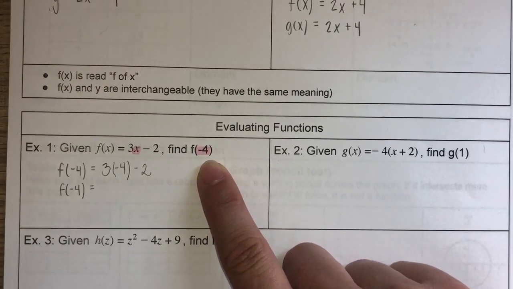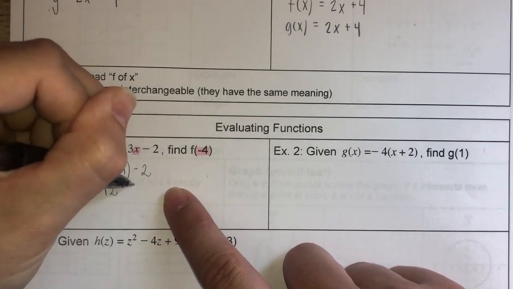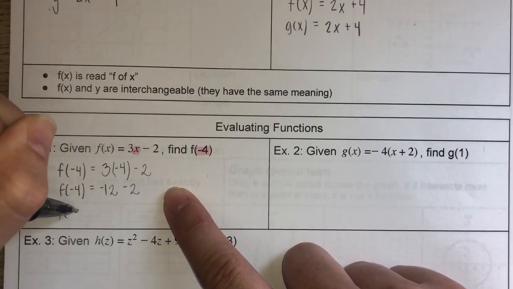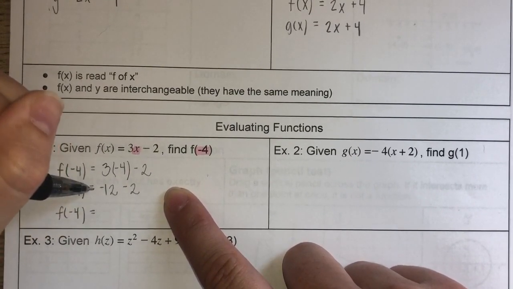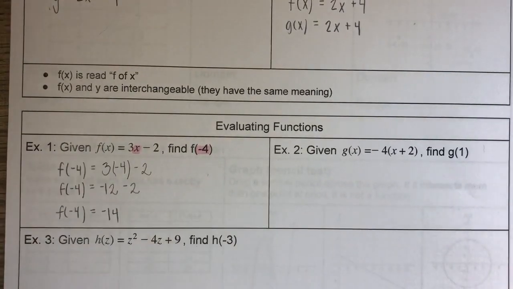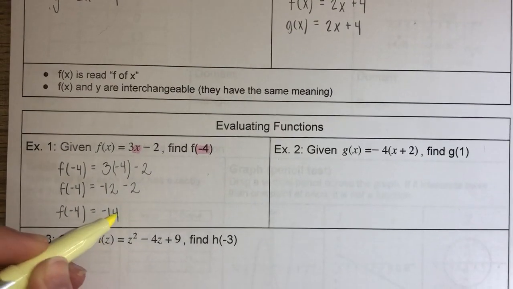So f of negative 4 equals 3 times negative 4, which is negative 12, minus 2. That comes down. And then the last thing, f of negative 4 equals negative 12 minus 2, which is negative 14. So f of negative 4 is negative 14.